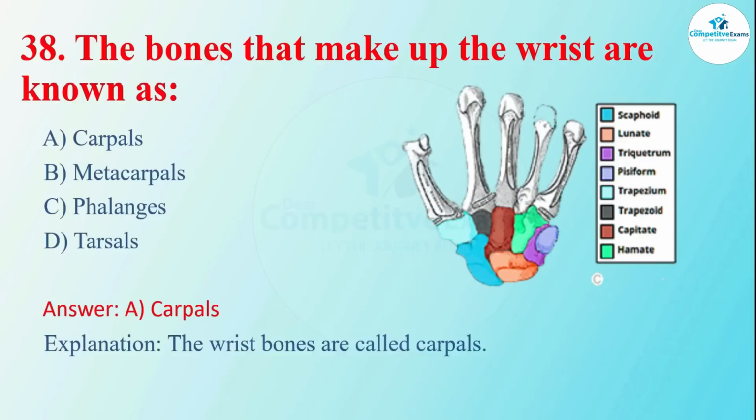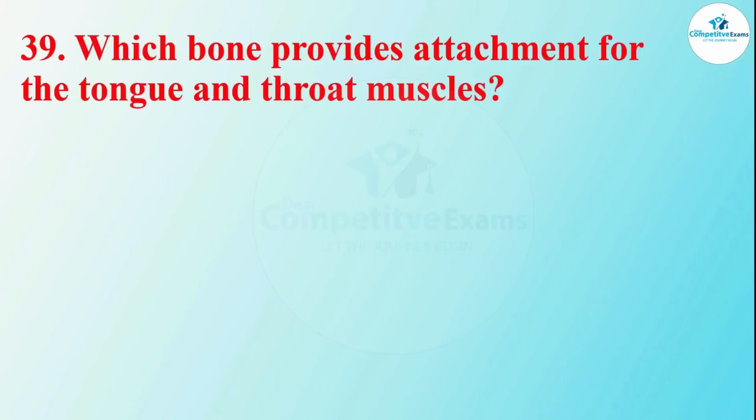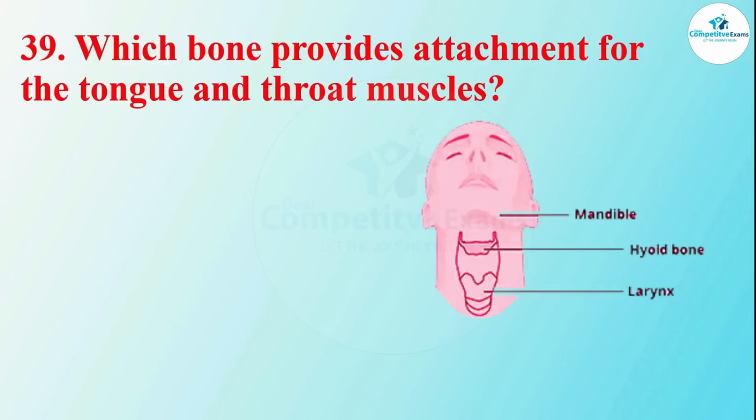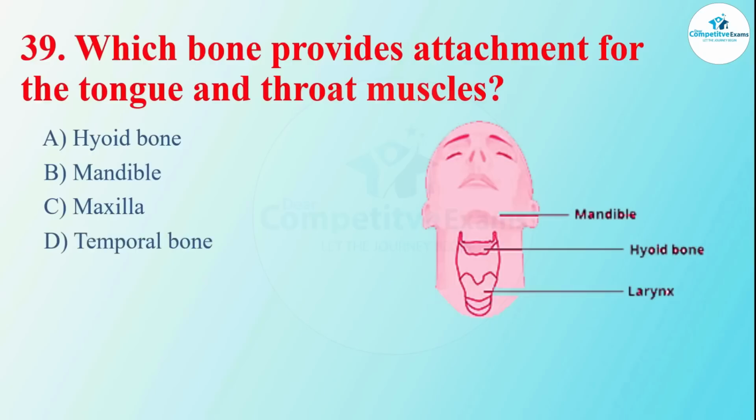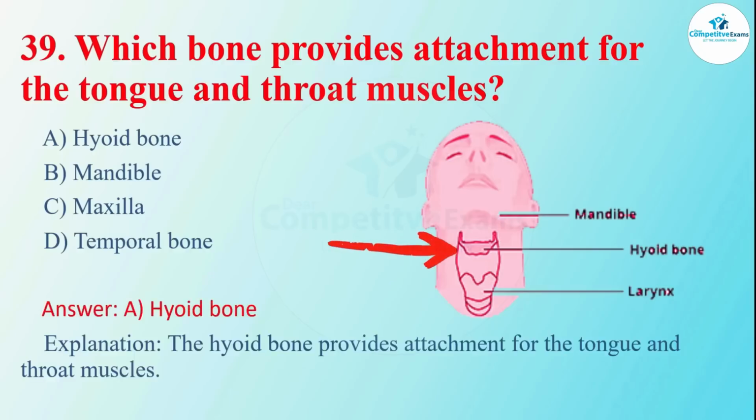Let's move on to question number 39. Which bone provides attachment for the tongue and throat muscles? Options are hyoid bone, mandible, maxilla or temporal bone. The right answer, the bone that provides attachment to our tongue and throat muscles, is hyoid bone. Friends, the hyoid bone provides the attachment for the tongue and throat muscles.